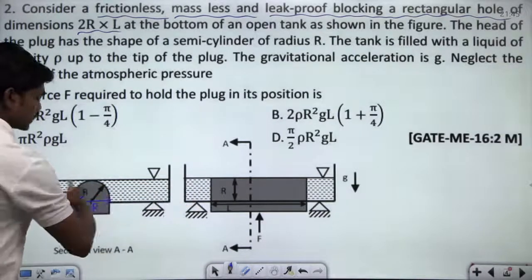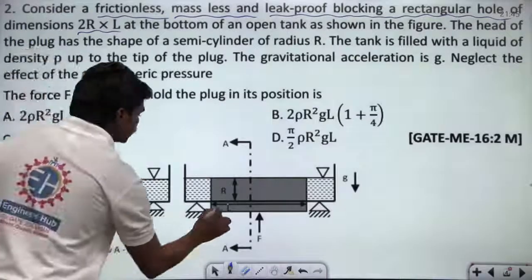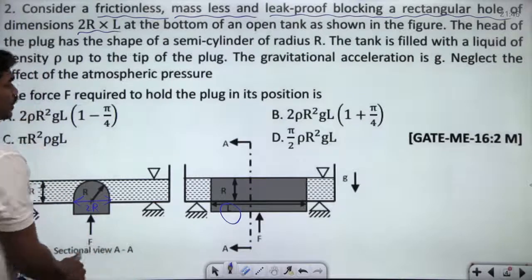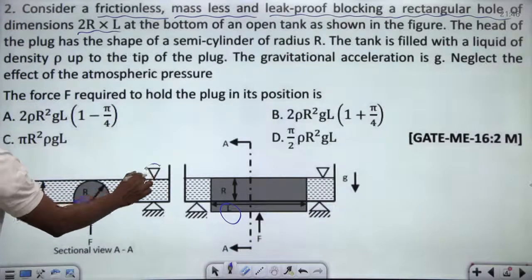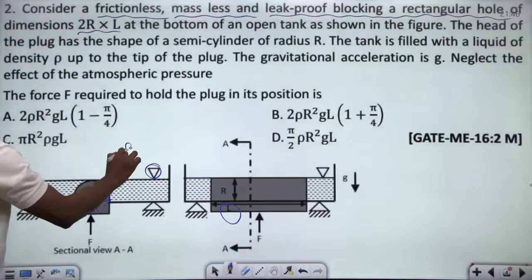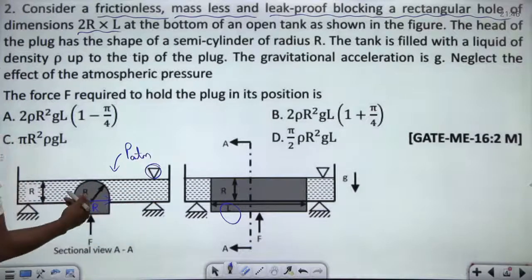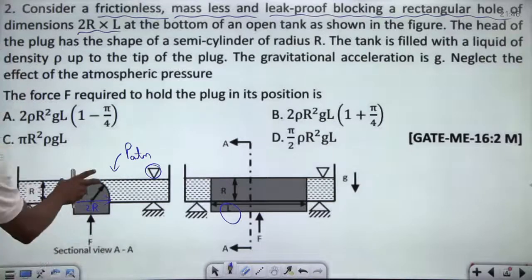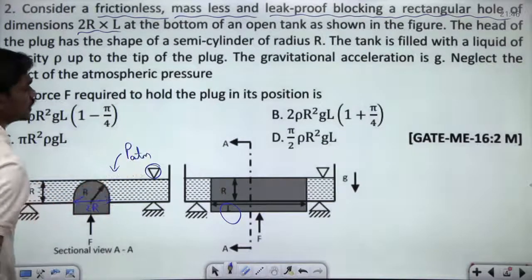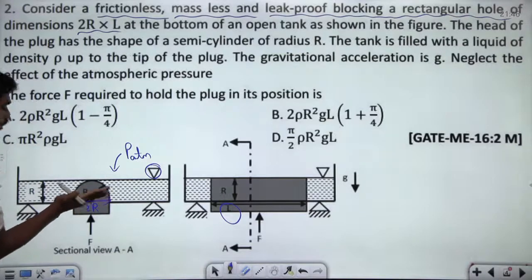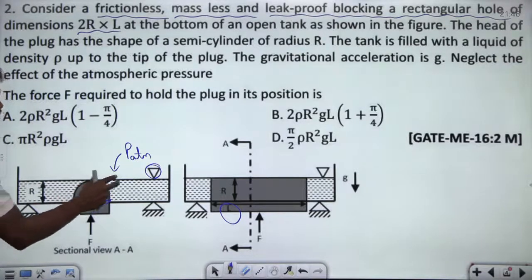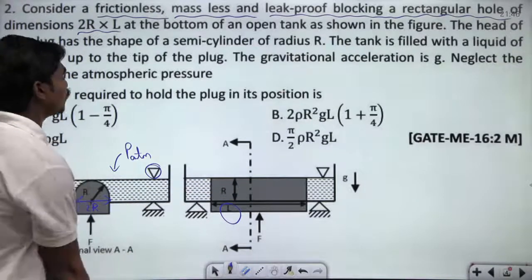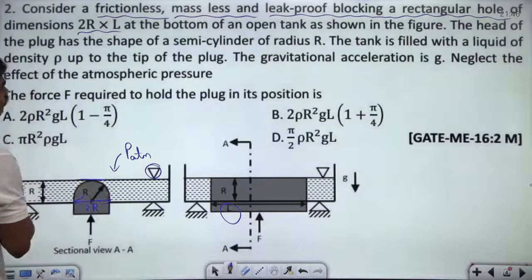Of course, in the side view, this is a gate of length L at the bottom of an open tank, as shown in the figure. So there is one open tank, which means this end is the free surface and it's exposed to atmosphere. Similarly here also there is some atmospheric pressure. The head of the plug has the shape of a semi-cylinder of radius r. Then the tank is filled with a liquid of density rho up to the tip of the plug.